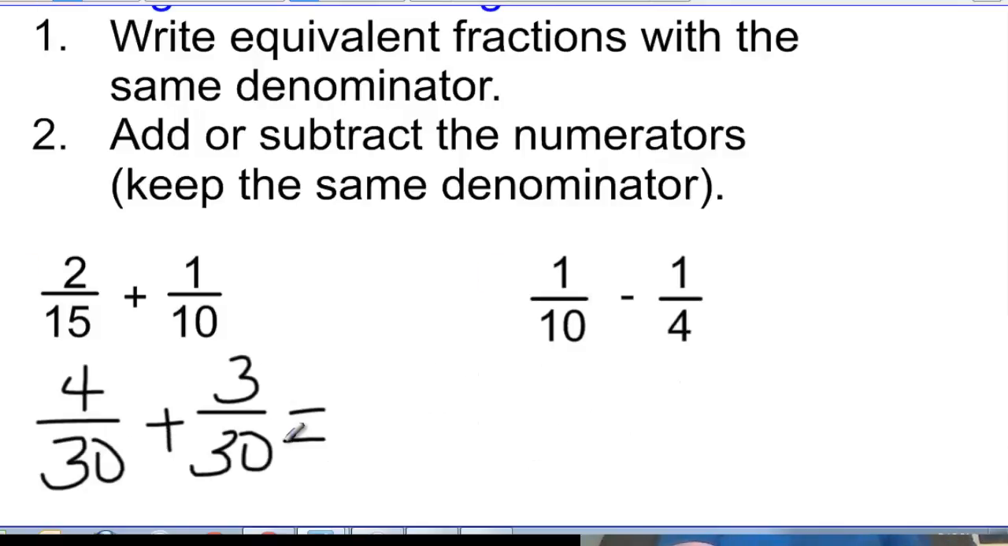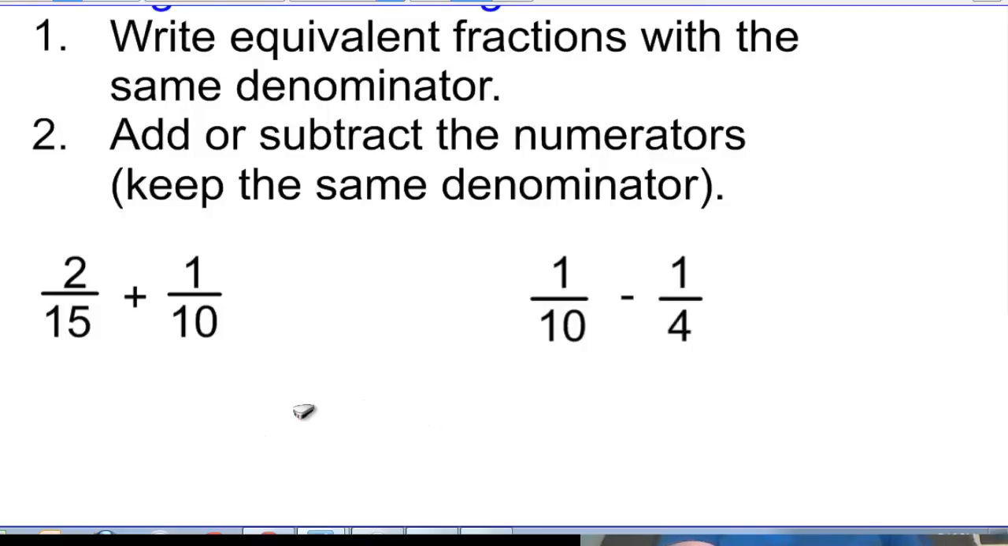Now my second step, I've done the first step, write equivalent fractions with the same denominator. So now I'm going to add my two numerators together and keep the denominator the same. So I'm going to add 4 plus 3 gives me 7, and I'm going to keep my denominator the same, so that would be 30.